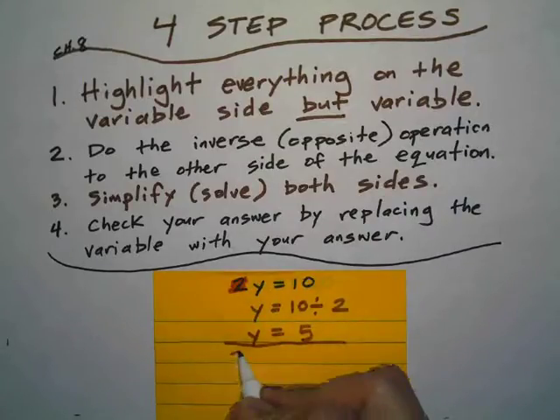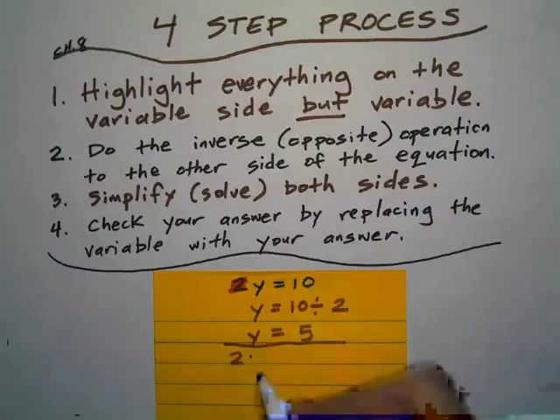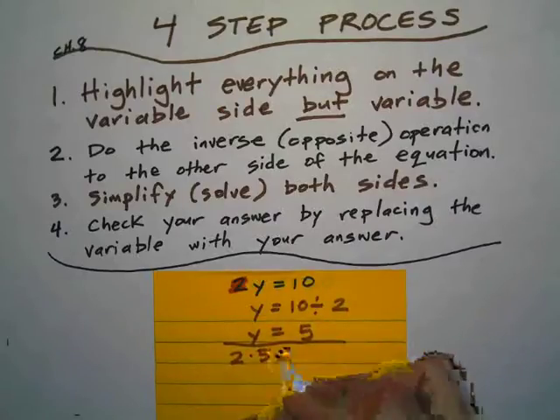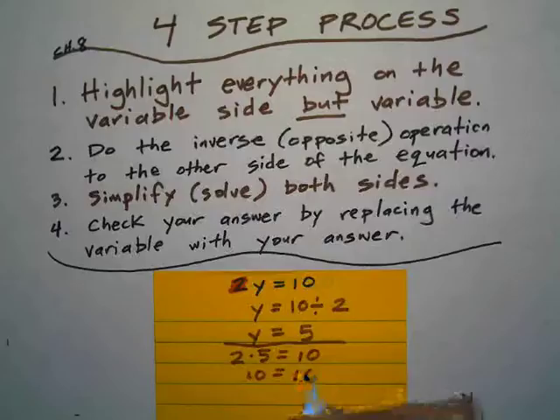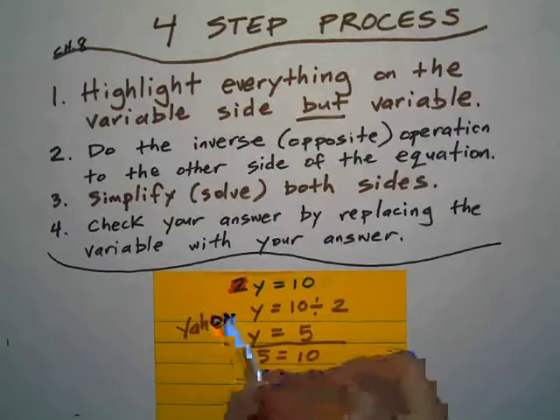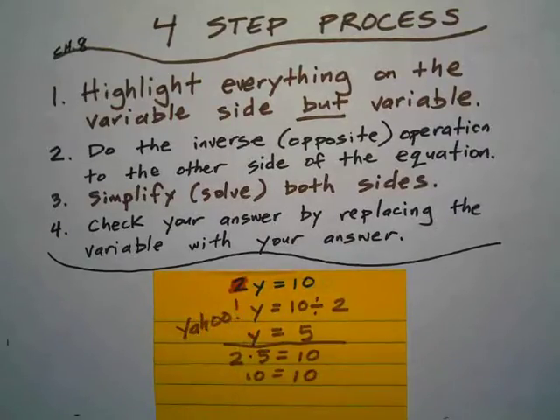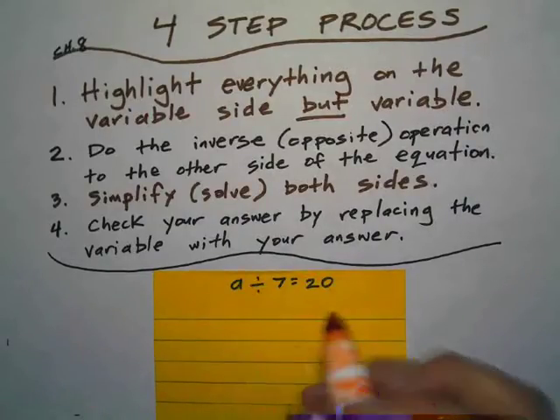2y is actually 2 times y. We're going to use a dot to symbolize multiplication so we don't confuse it with another variable x. 2 times 5 equals 10, and we know that 10 is equal to 10. That gets us a yahoo!